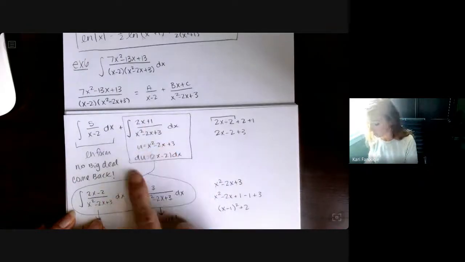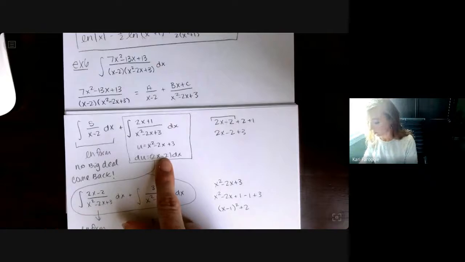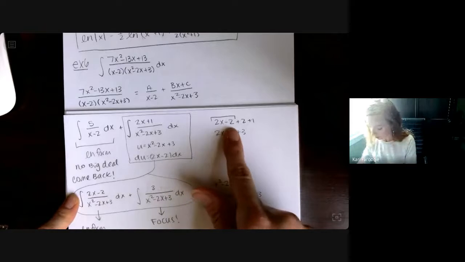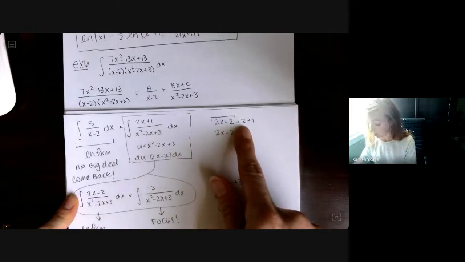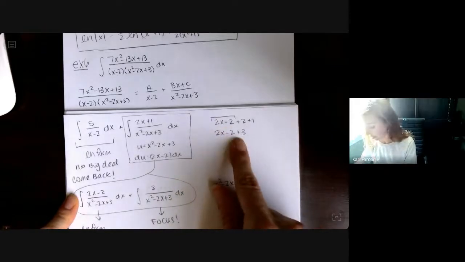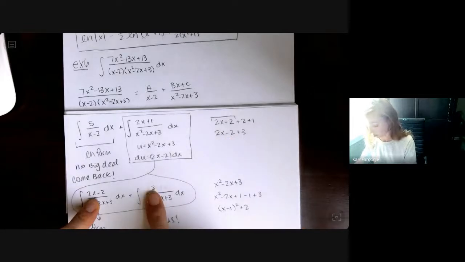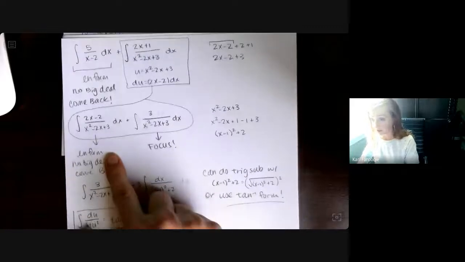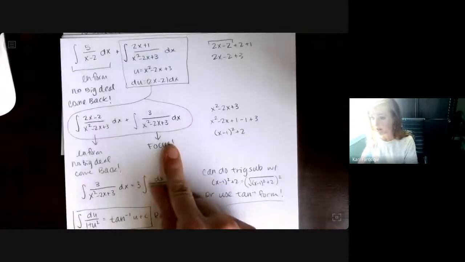So we did. We checked it out. We said, let's let u be the denominator. Du has to be 2x minus 2. We made it that way. We said, all right, if we're going to create 2x minus 2, we need to also add 2. So you had 2x minus 2 plus 3. So then we said, no big deal, natural log form. Got it. This was the last one we needed to work on.